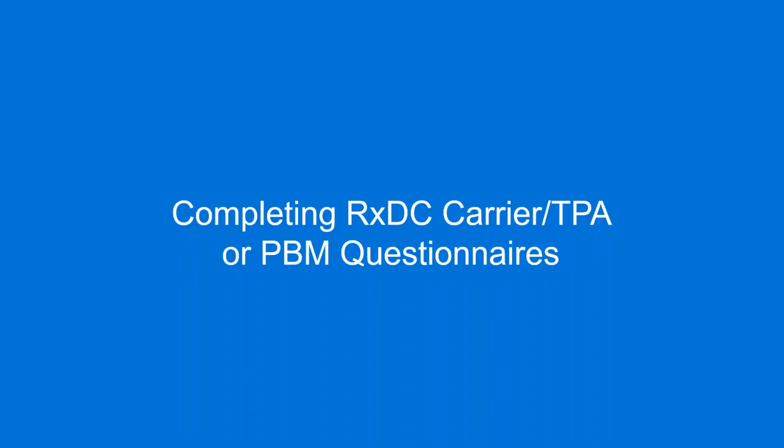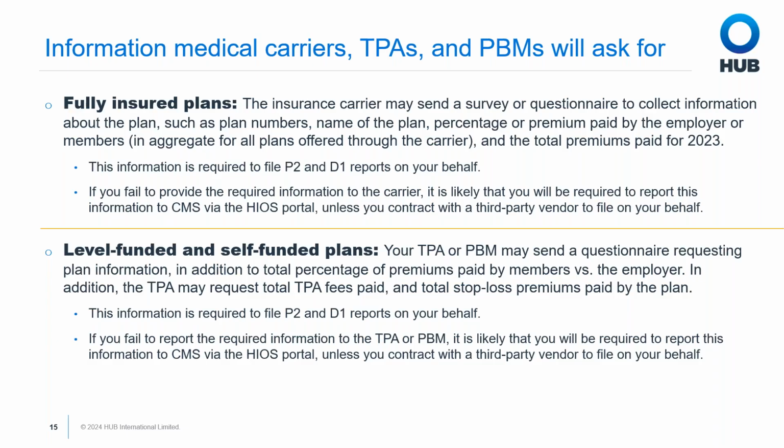Now let's briefly talk about the RxDC carrier, TPA, and/or PBM questionnaires that most employers or plan sponsors are receiving. As I noted earlier, they're used by TPAs, PBMs, and insurance carriers to complete the RxDC reports on your behalf. Fully insured plans will be requesting plan information in addition to premiums paid by the employer or members for 2023. And if you're level funded or self-insured, you may potentially receive 2 questionnaires, one from your PBM and one from your TPA, asking for certain information.